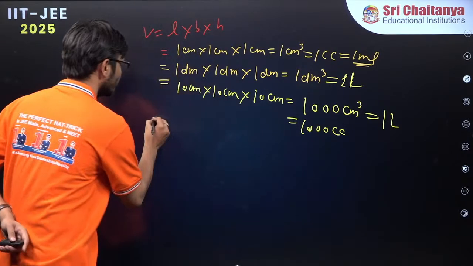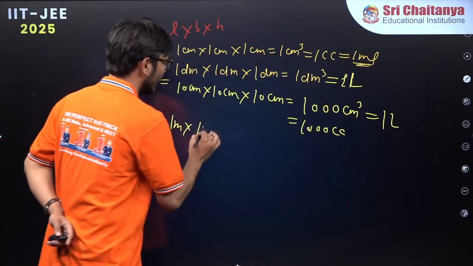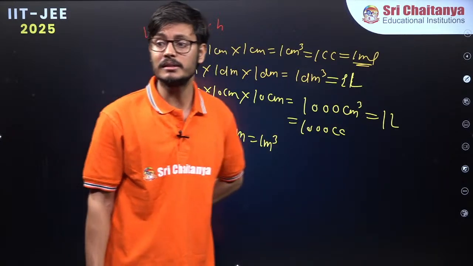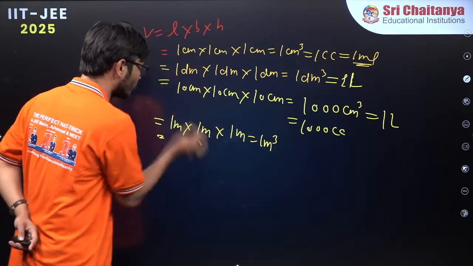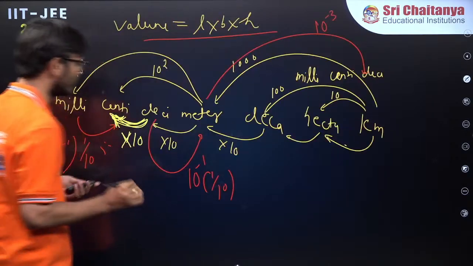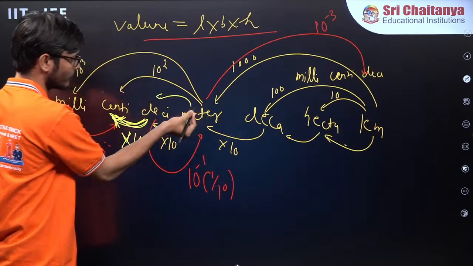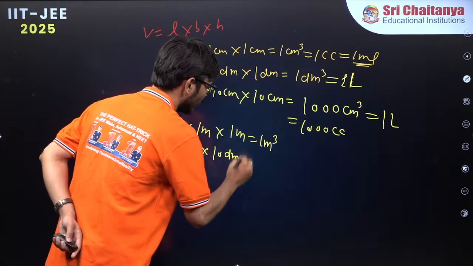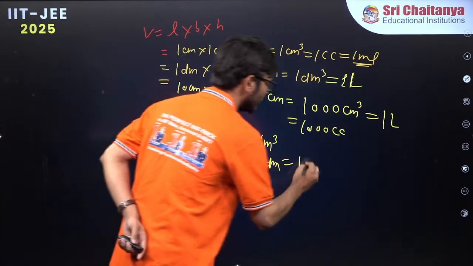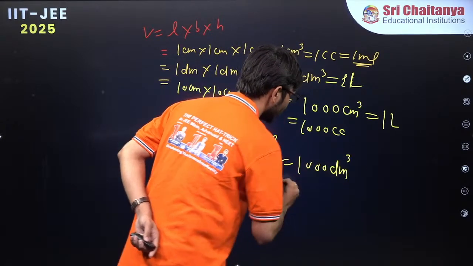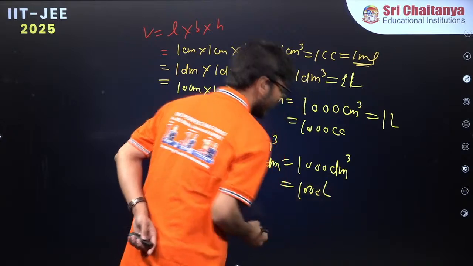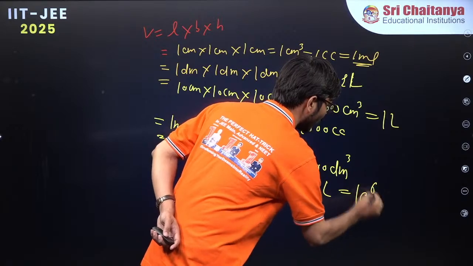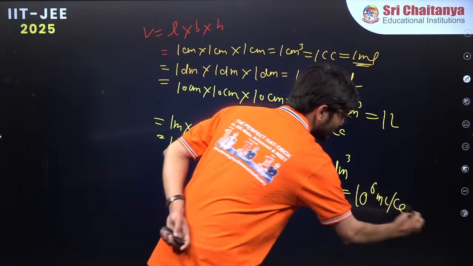Now let me ask you, what about 1 meter? 1 meter into 1 meter into 1 meter is equal to 1 meter cube. What will it be in liters and ml? 1 meter can be written as 10 dm. So 10 dm into 10 dm into 10 dm is equal to 1000 dm cube, which means 1000 liters. Converting this into cc, 1 liter is 10 to the power 3 ml, so this becomes 10 to the power 6 ml or cc.